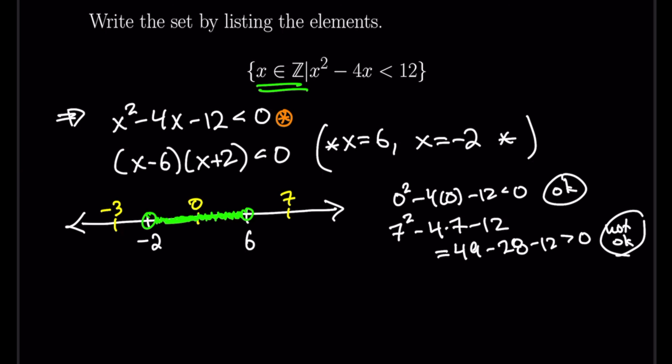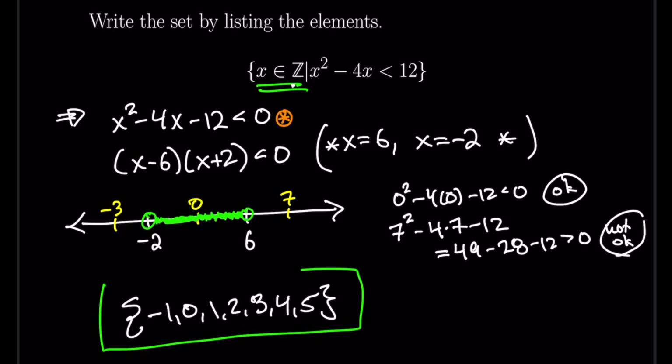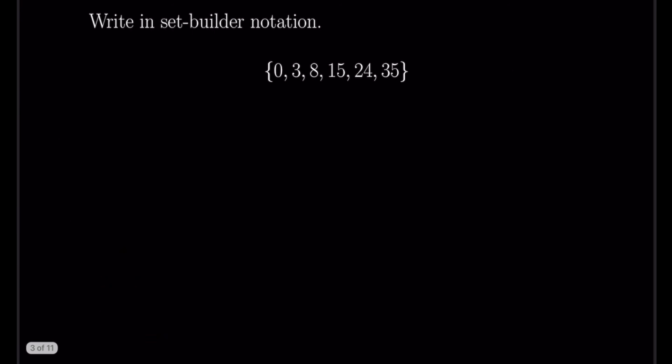Okay, so that means all of the numbers that we need will be integers between negative 2 and 6. So that'll be negative 1, 0, 1, 2, 3, 4, 5, like that. And I should point out here that this is a strict inequality, which is why we do not include negative 2 or 6. Okay, so let's move on.